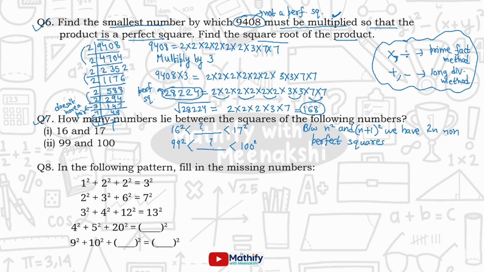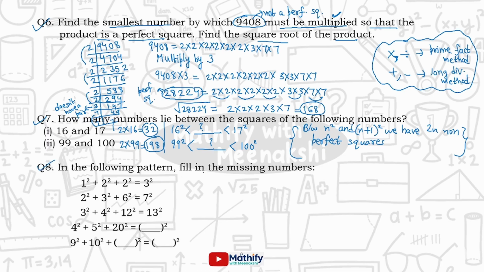So we have to simply multiply 2 with the smaller number. So here the answer is 2 into 16, that's 32. And here the answer is 2 into 99, that's 198. So you have to always multiply 2 with the smaller number, and just mention this property. Now let's move to the eighth question.